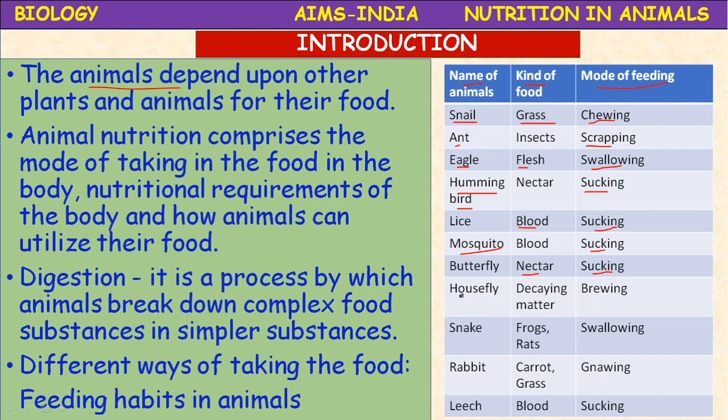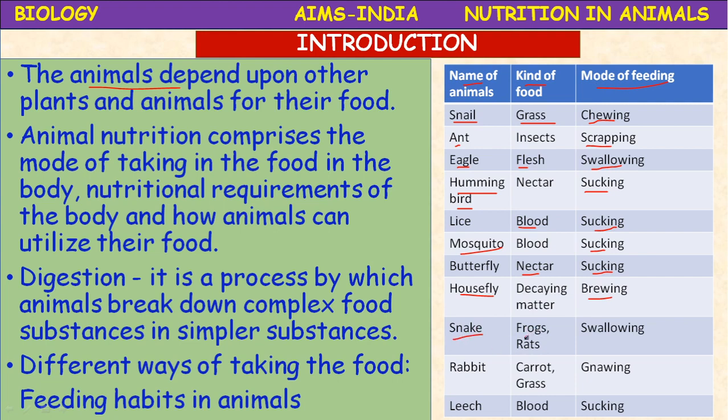Next, housefly. Housefly feeds on decaying matter. The method is called sponging. Sponging and sucking type of mouth parts are present in the housefly. It dissolves the food material by spitting saliva on that food, and after dissolving it, it absorbs it. That method is called sponging.